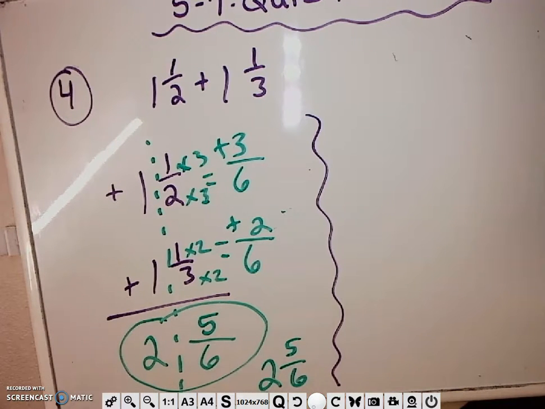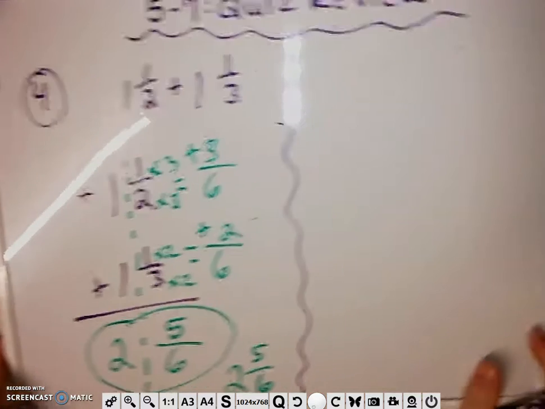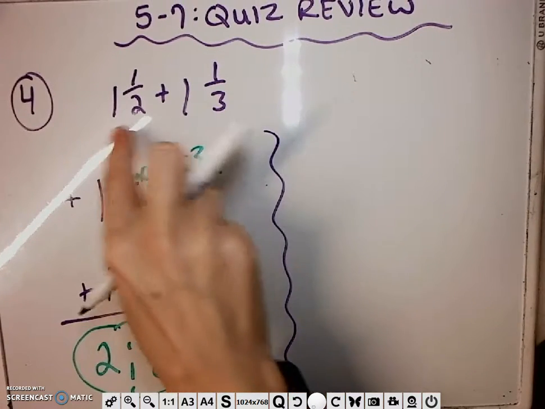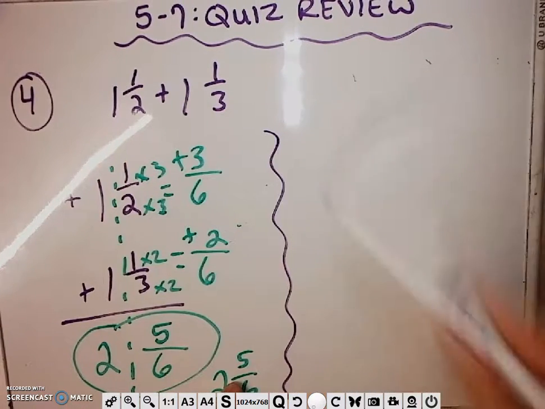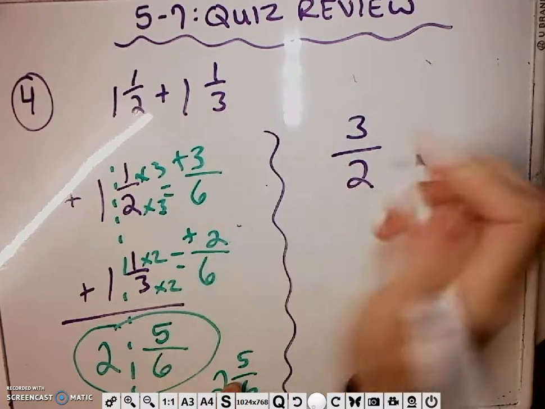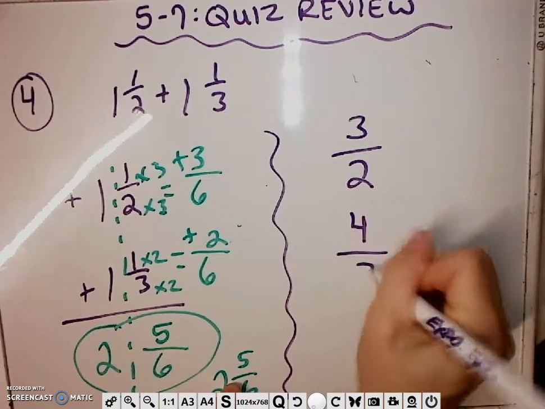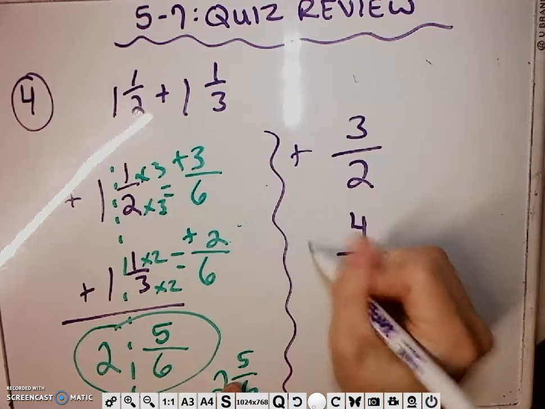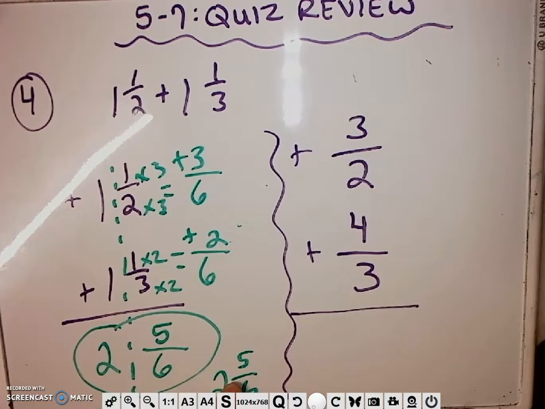If you wrote this out as two improper fractions, you get 1 times 2 is 2, plus 1 is 3. Whoops. So 3 over 2. 1 times 3 is 3, plus 1 is 4 over 3. Both of these are positive. Okay, so now I just wrote them as improper fractions, and now I'm just going to solve.